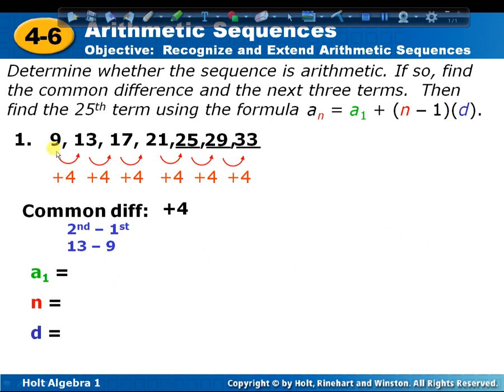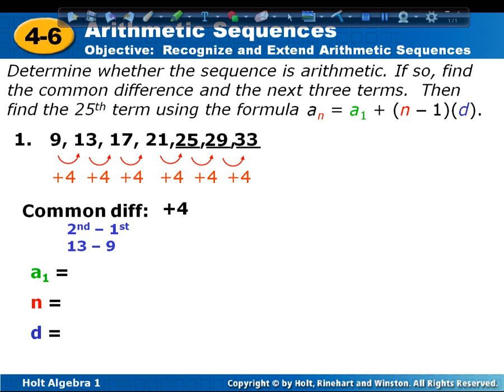Alright, so this is what you should have written on your paper right now. You should have the sequence and the next 3 terms, and actually draw the arrows and show where you're adding 4 each time. You're going to write the words common difference, and you're going to say plus 4. And you're going to show how you found that by saying second minus first, 13 minus 9. That way tomorrow when you get in class, if you have questions, you can look back at this to see what you're doing.